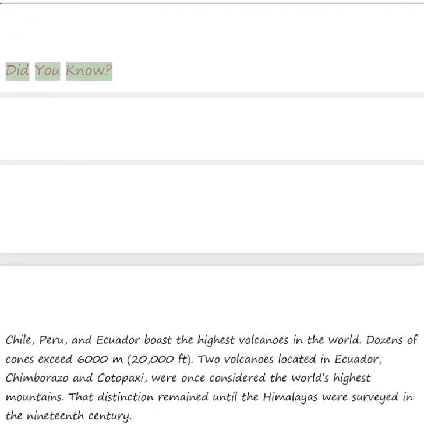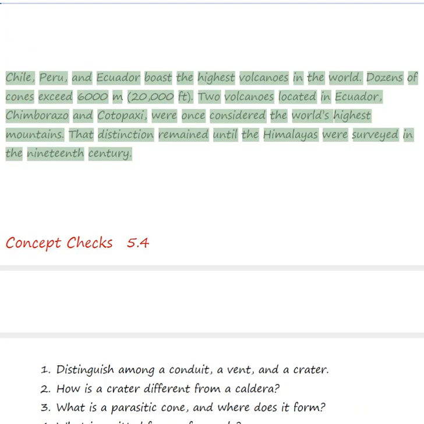Did you know? Chile, Peru, and Ecuador boast the highest volcanoes in the world. Dozens of cones exceed 6,000 meters. Two volcanoes located in Ecuador, Chimborazo and Cotopaxi, were once considered the world's highest mountains. That distinction remained until the Himalayas were surveyed in the 19th century.